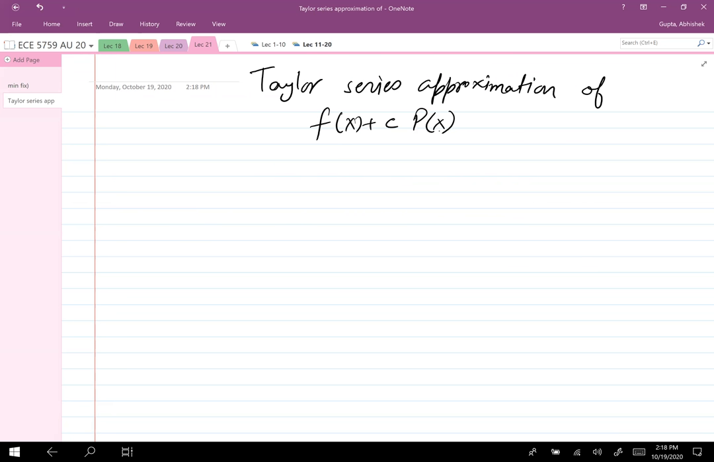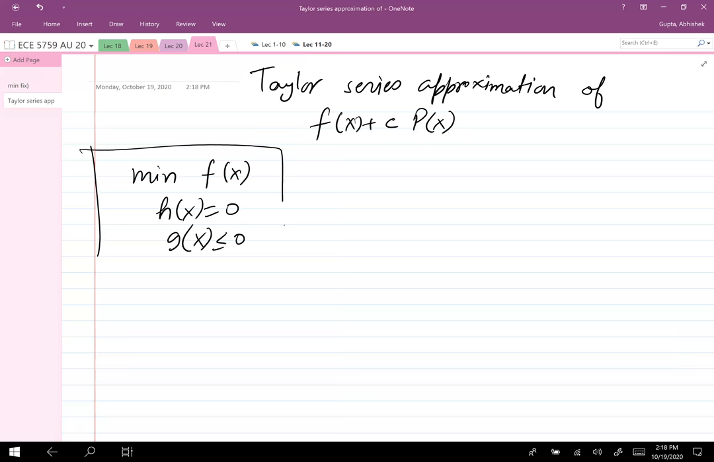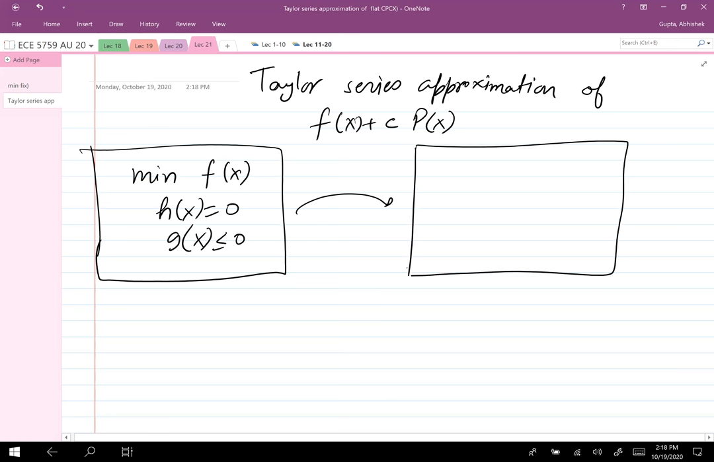Okay, so let me do one thing. I have this problem. I want to do some simplification of the notation in order to make it easier to write. So I have this problem that I started with. I'm going to transform it to the following problem.